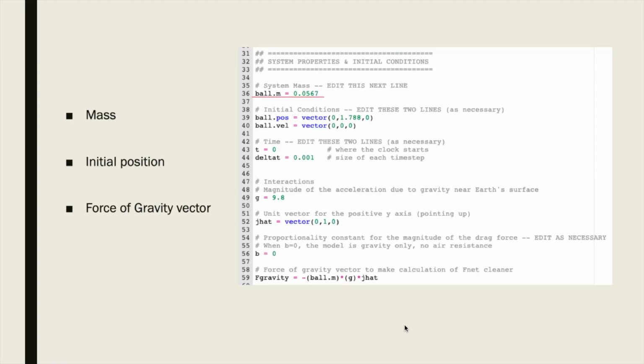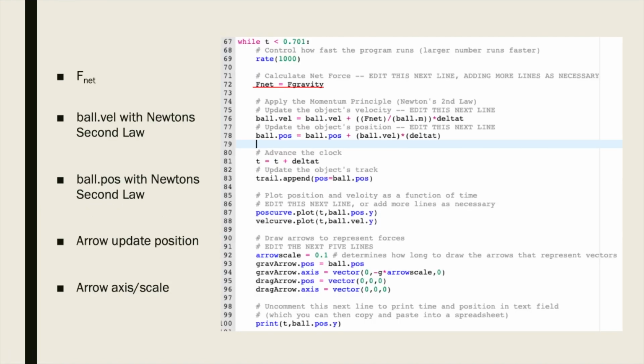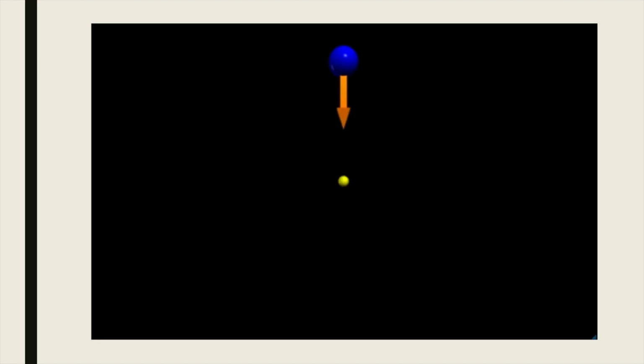So for GlowScript, first I put in the mass of the ball, then I changed the initial position vector, and then I changed the gravity force vector. Then for the net force, I put just gravity because in this model we're only using gravity as the force on it. Also, I used the Newton's second law velocity update and the position update. For the arrows, the position of the arrow would just be the ball position, and the axis would just be the gravity vector.